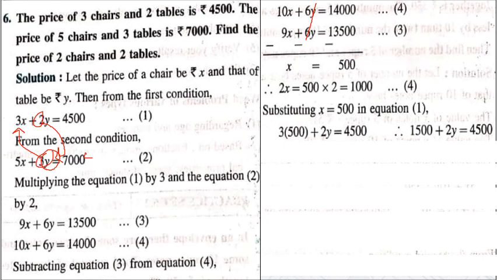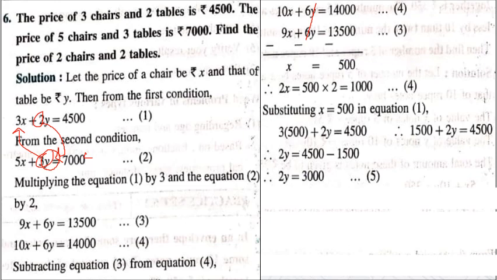5 into 3 into 500 will be 1500 plus 2y is equal to 4500. Now variables on one side, number on the other side. So 2y remains there itself. 4500 also remains there itself. 1500 from LHS shifts onto RHS and becomes minus 1500. So 4500 minus 1500 will be 3000. So therefore 2y is equal to 3000.